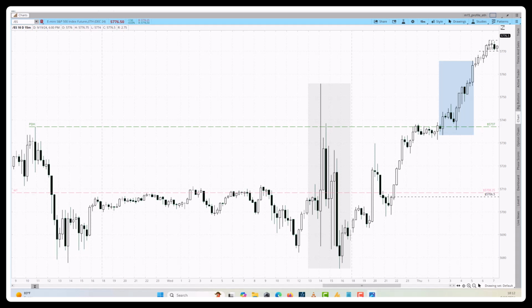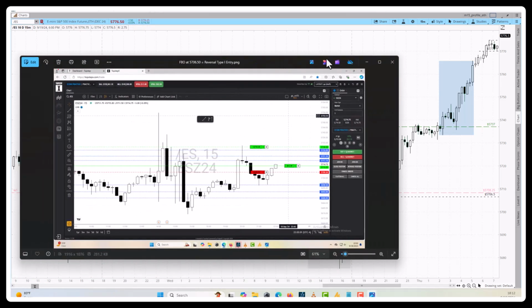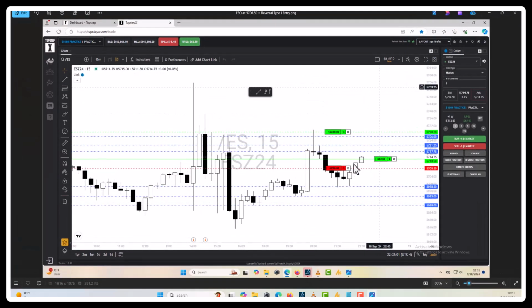Yeah, here's the trade we took, right? Because it's overnight, so we're not gonna let the recording go. But here's the idea right there. So we go in at that candle.